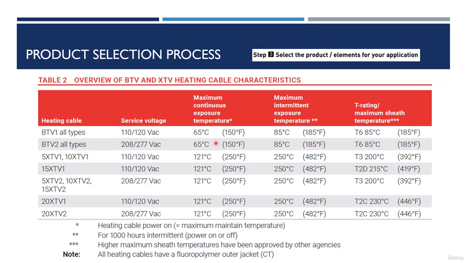Step 3. Select the product elements for your application. For electric traced lines, bundles are available with Raychem brand BTV and XTV heating cables. Use BTV heating cables for maintain temperatures up to 32 degrees Celsius, 90 degrees Fahrenheit. For higher maintain temperatures or exposure temperatures above 85 degrees Celsius, 185 degrees Fahrenheit, use XTV heating cables. Use this to identify the cable family that meets your maximum continuous and intermittent temperatures and your available supply voltage and the T rating required. If you don't know what the T rating is, don't worry, I will explain it to you in the next slide.